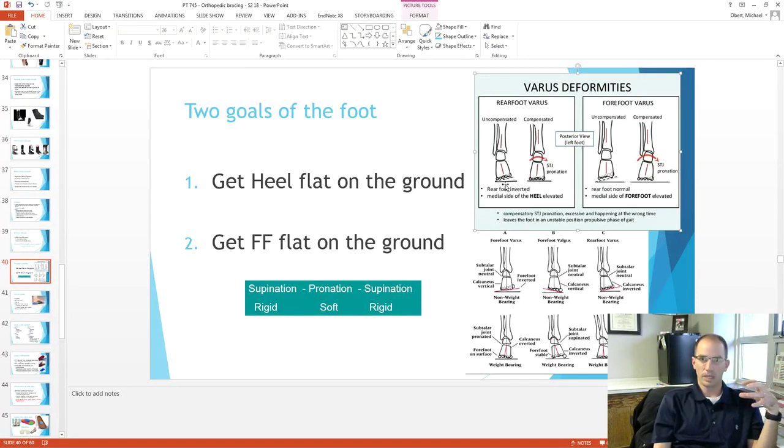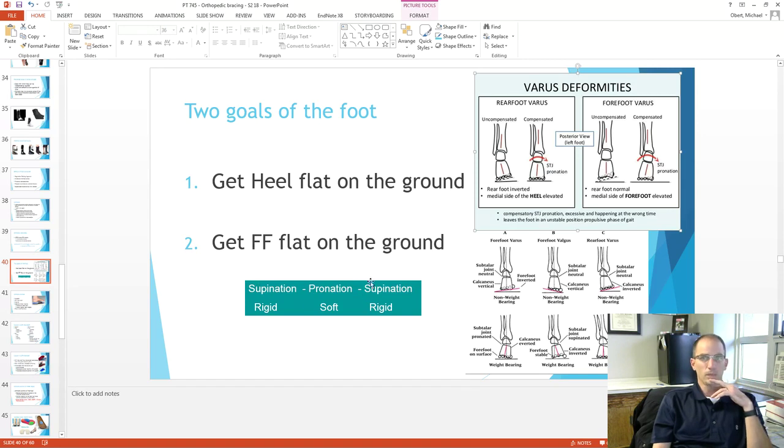Okay. If I'm like this, I'm having to use muscles a lot more. I'm taking a lot more force through the lateral aspect of my foot. With the forefoot uncompensated varus, I'm going to get a lot of force through that fifth ray. Okay, so that's where we can lead to stress fractures in that there.